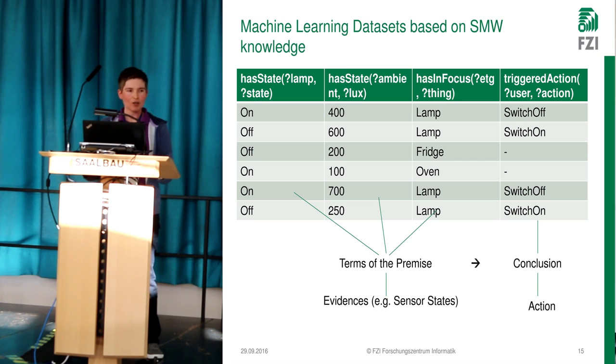So the rules are providing the data sets which are necessary, which will be collected by our Sherlock agent. And we also have the labeled data because we have the actions which were executed by the Sherlock agent. So we have then an appropriate data set. And now, by means of this data set, our Sherlock agent is able to apply machine learning techniques to learn the appropriate user intentions or actions to be triggered regarding appropriate sensor states in the environment.